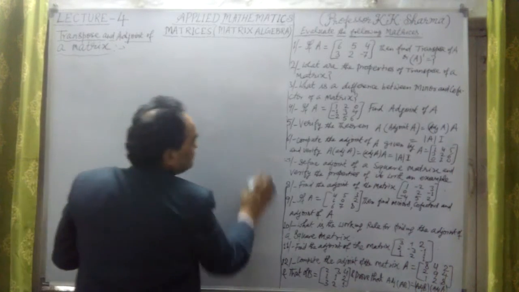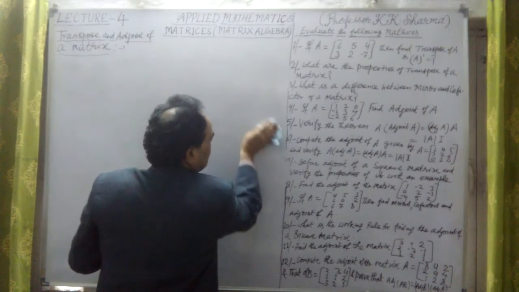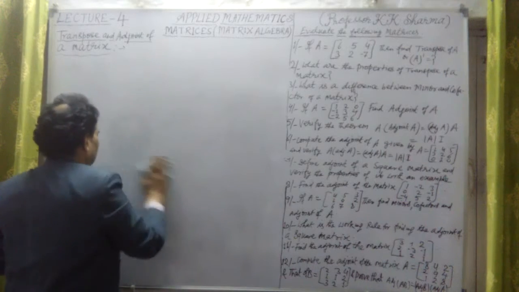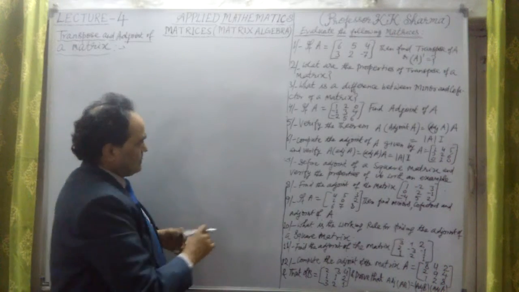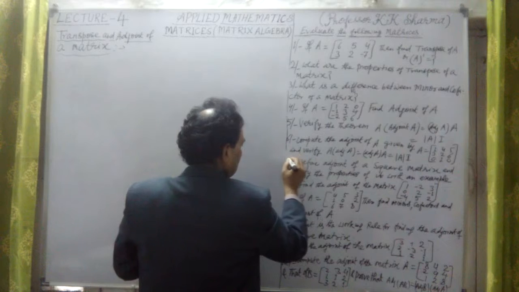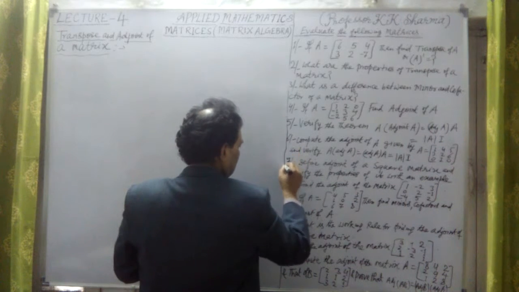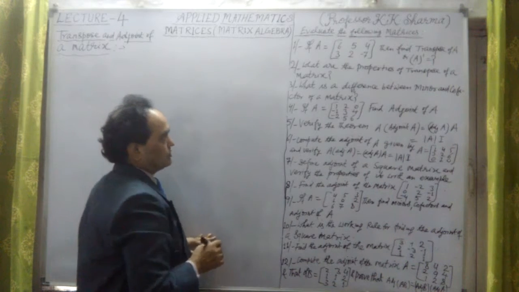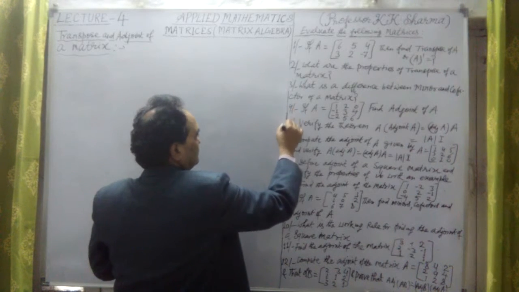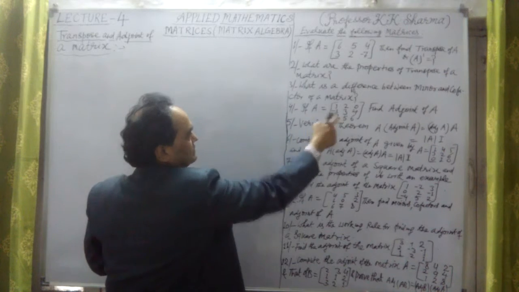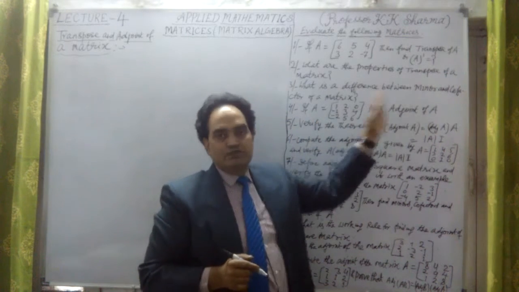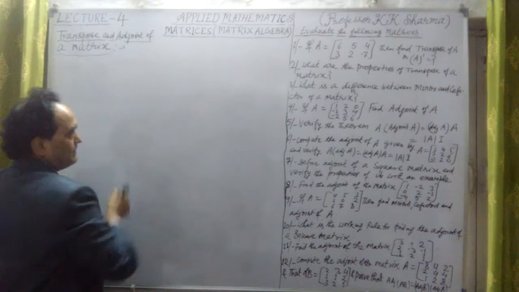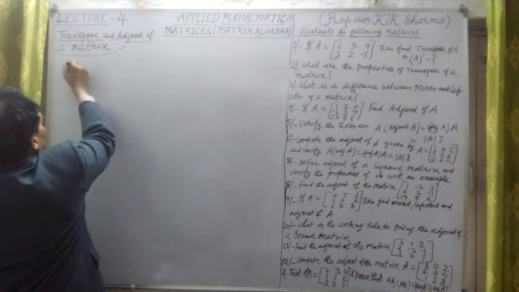So question number 4. We have to find out the adjoint of the given matrix. So let me find out adjoint. This is 7th question. This is 8th question. Okay, so now question number 4. It says if A is this, find the adjoint of A. Adjoint matrix of A. We have to find out adjoint of A. So here question number 4.